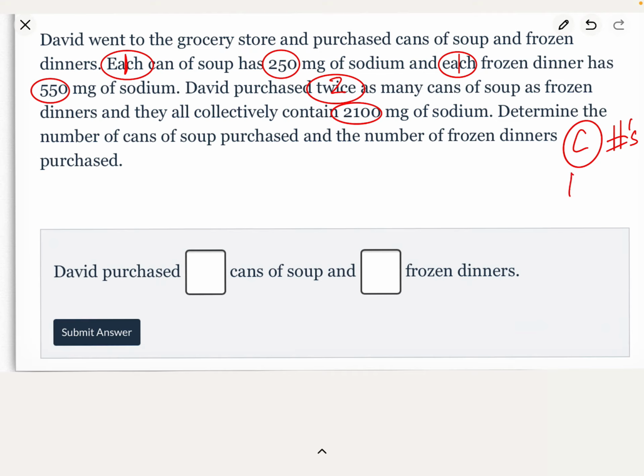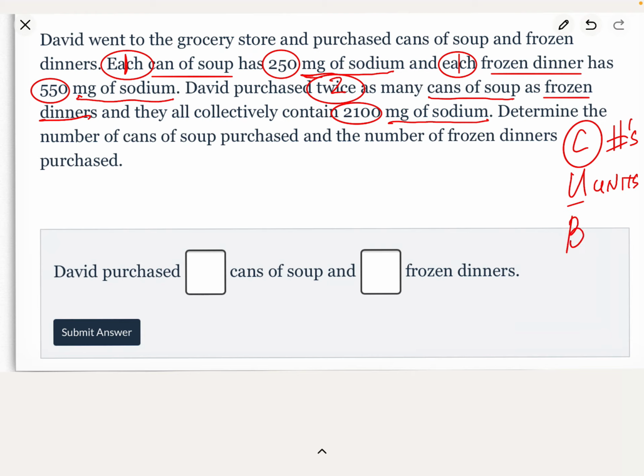Now we need to underline the units that those numbers are measured in. So each can of soup has 250 milligrams of sodium. Each frozen dinner has 550 milligrams of sodium. There are twice as many cans of soup as there are frozen dinners, and they all contain 2,100 milligrams of sodium. So those are our units.